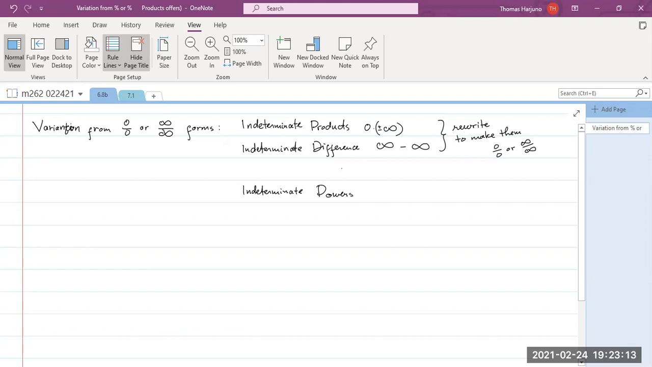That's when we have 0 to the 0, or infinity to the 0, or 1 to infinity. I believe in my lecture, I already explained why these three powers are indeterminate. Because it's either they go to 0, or go to 1, or go to infinity. It can go anywhere, depends on who goes to where faster.